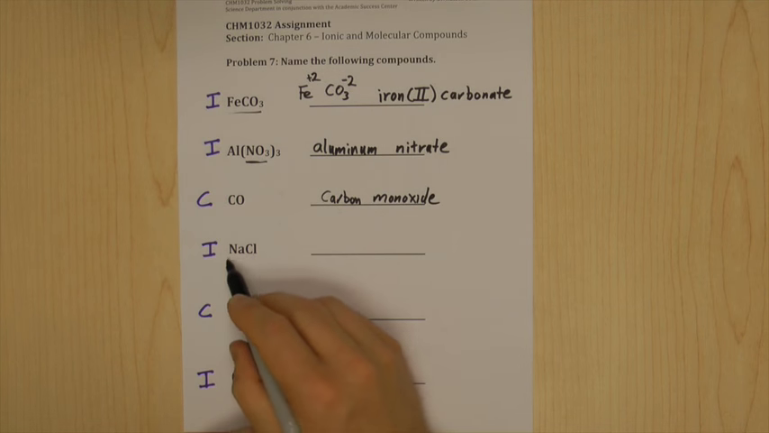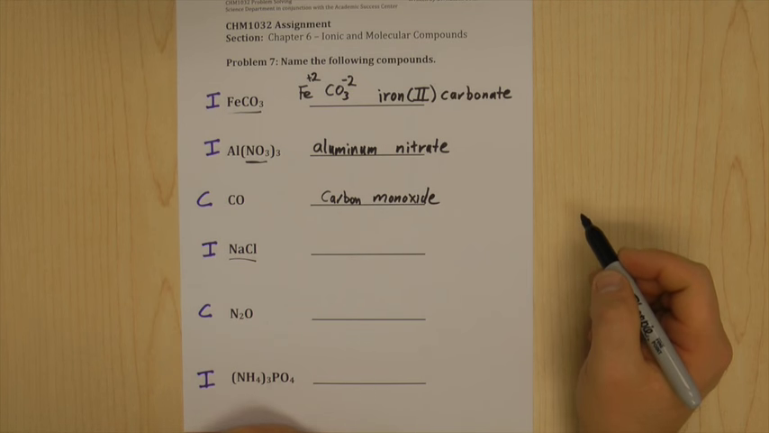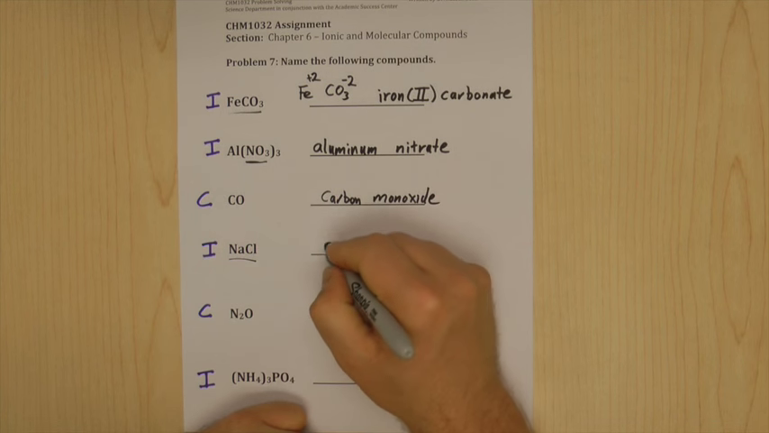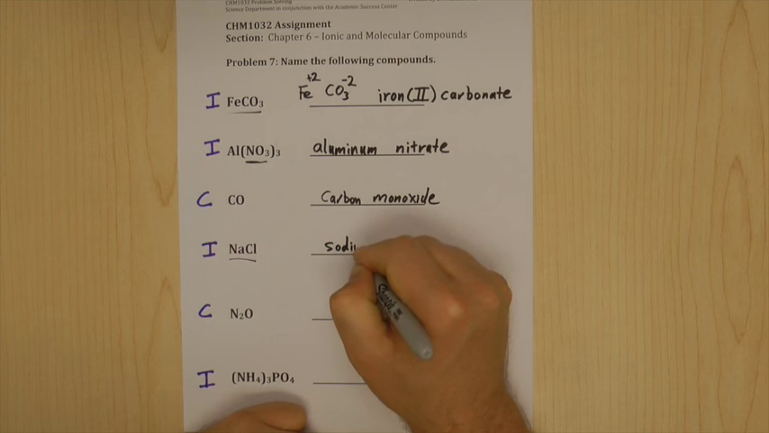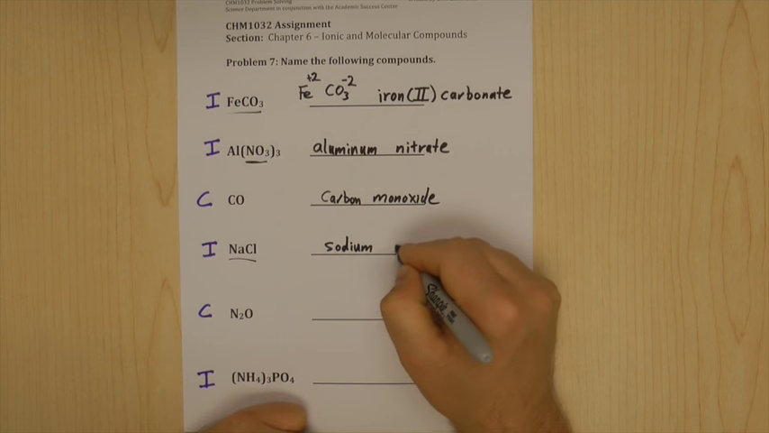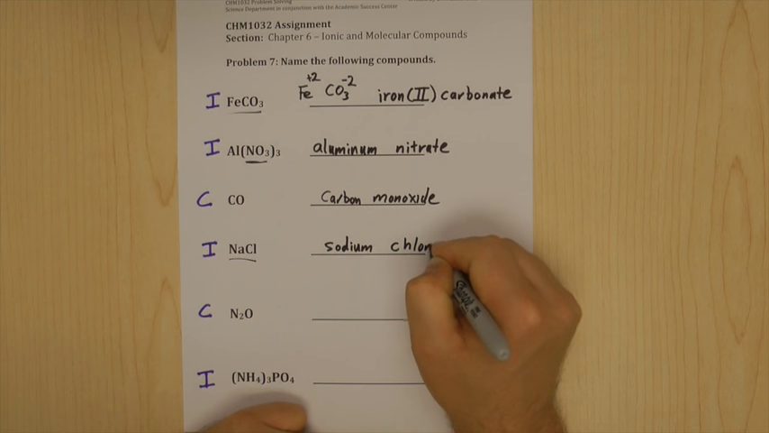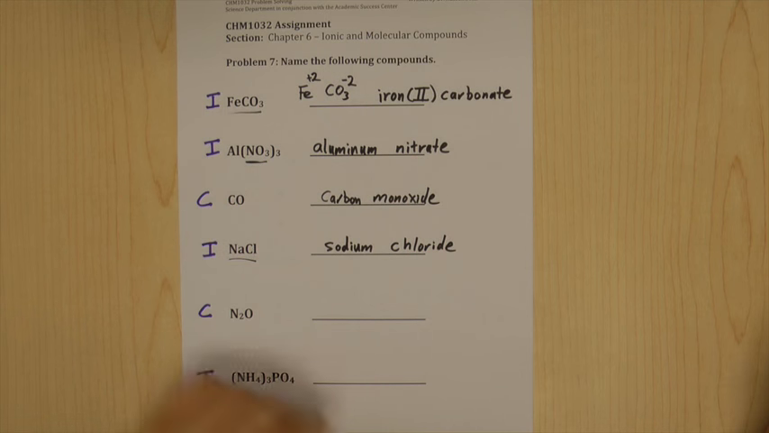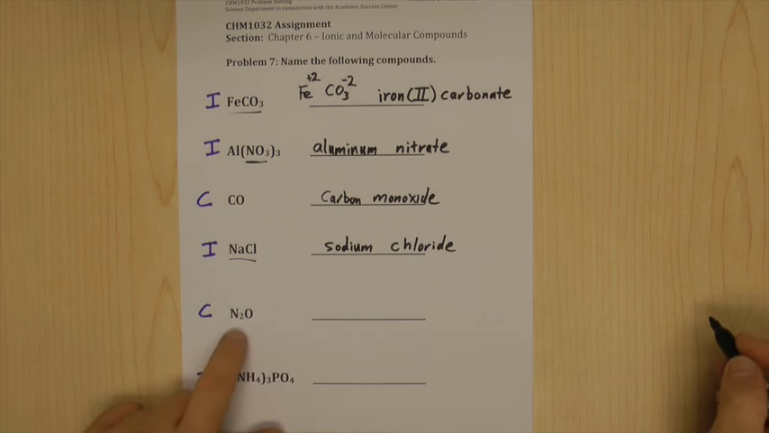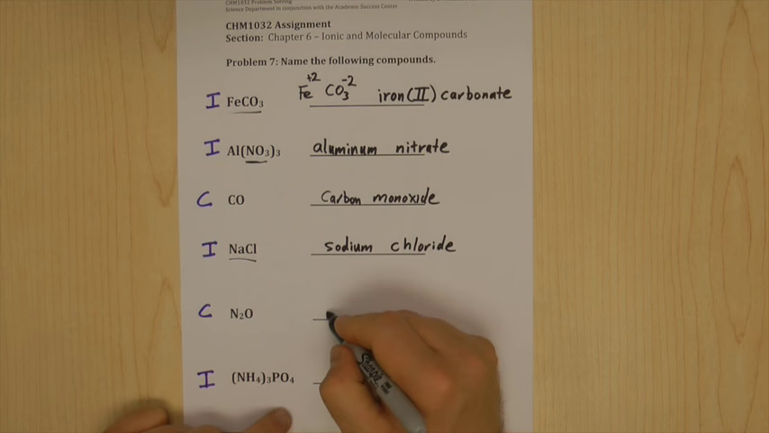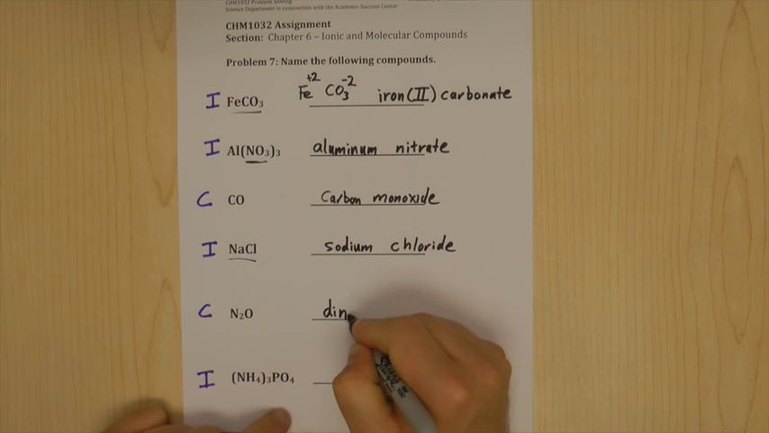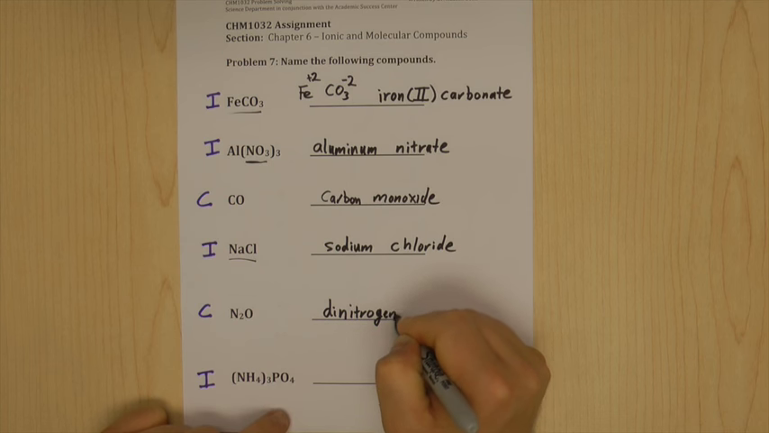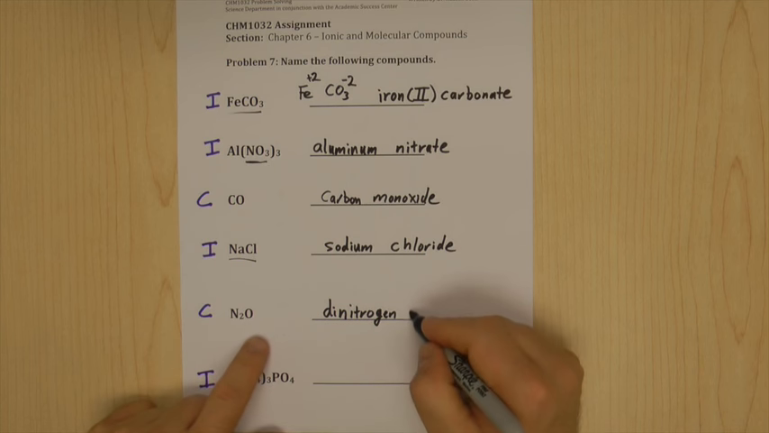All right, here's an easy one for us. Throw an easy one at us. This is ionic, and Na is sodium, and Cl is chloride. Sodium chloride. Back to covalent. So now there's two nitrogens here. So this is dinitrogen. Dinitrogen oxide.